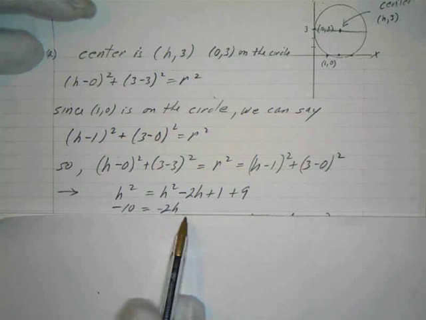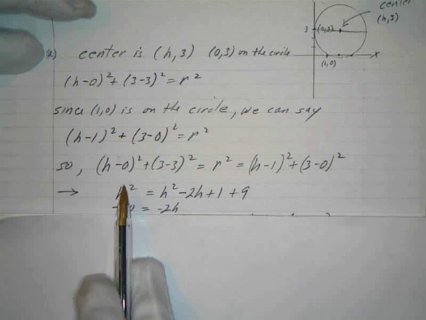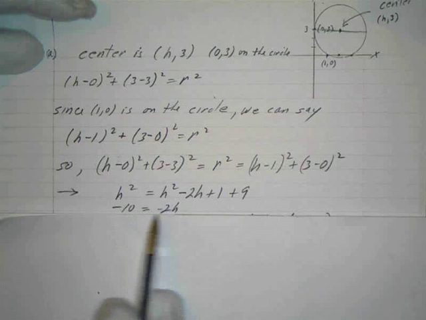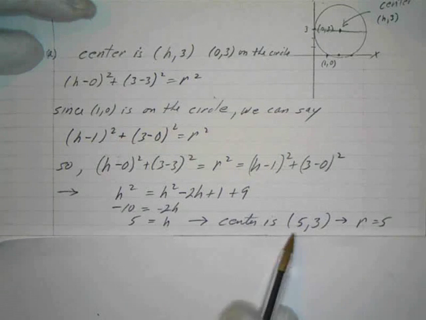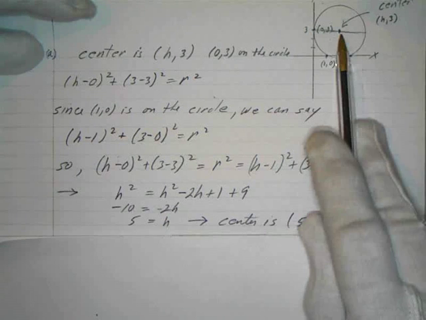So I skipped some steps there. But you can see how you go from this equation to this equation. They're equivalent. Then divide by negative 2, and I get h equals 5. So my center is at 5, 3.